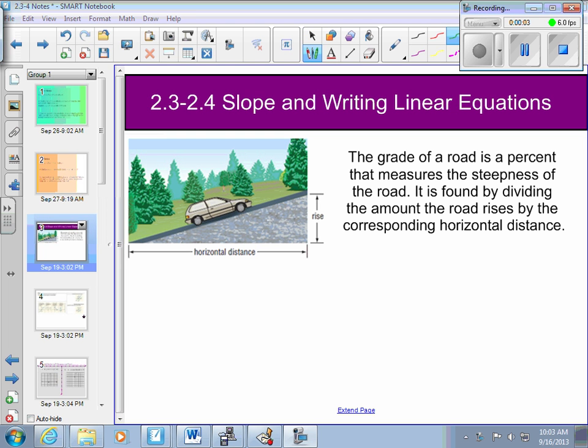Slope and writing linear equations. On your note sheet, they talk about that the grade of a road is a percent that measures the steepness of the road. It's found by dividing the amount the road rises by the corresponding horizontal distance. You have talked about this grade before, probably heard it as a different name.